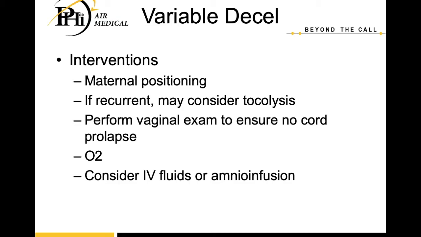position the mother. If they are recurrent and you're seeing them with all these contractions, then we may need to consider tocolysis. Make sure that there's no cord prolapse. That's a huge deal. Typically, if there's cord prolapse, you're going to see these recurrent variable decels, which will turn into a prolonged deceleration.